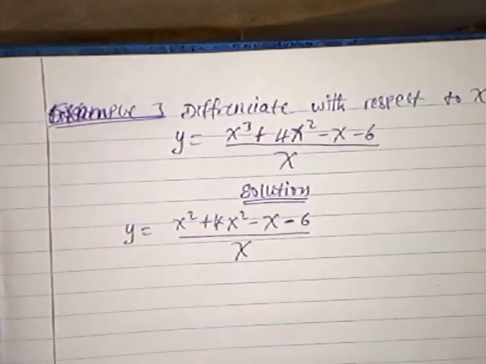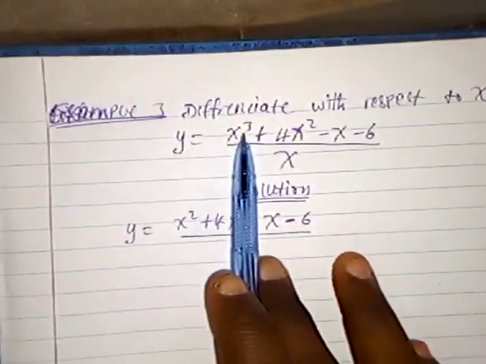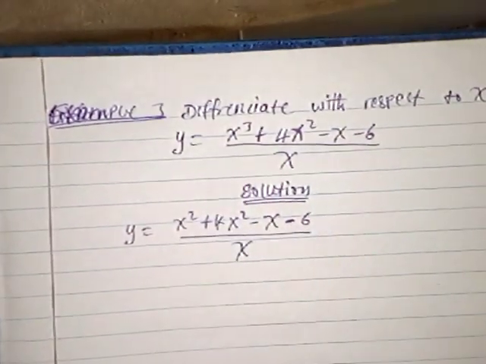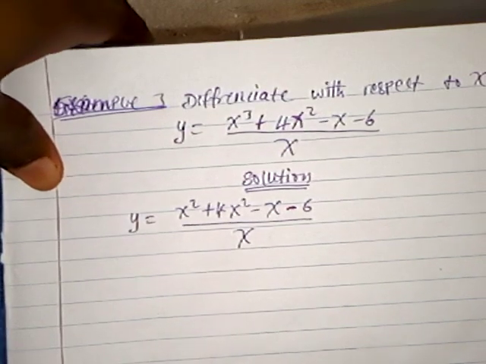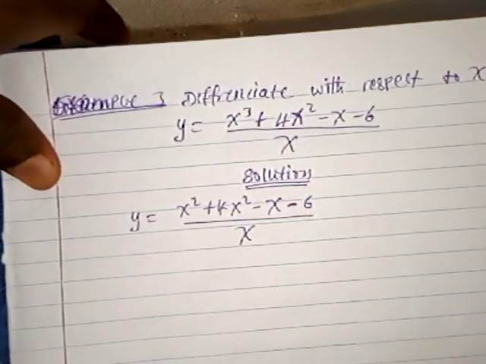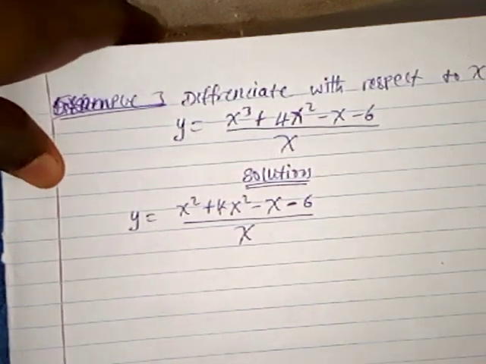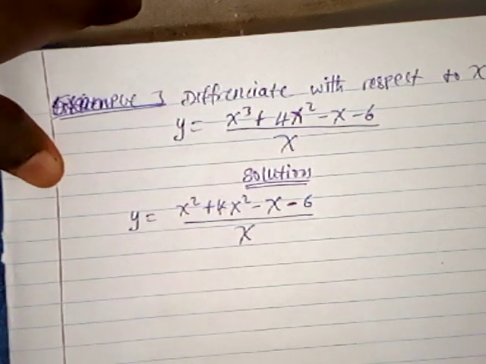Now we move to example 3. Differentiate with respect to x. y is equal to 3x cubed plus 4x squared minus x minus 6 upon x. Good. Anytime you see this kind of question, what are we going to do? Let us first eliminate the fraction. Anytime you see a bracket in a calculus question, your first target is to eliminate the bracket. If you see a fraction, your first target is to eliminate the fraction.